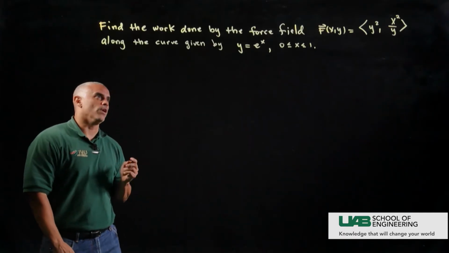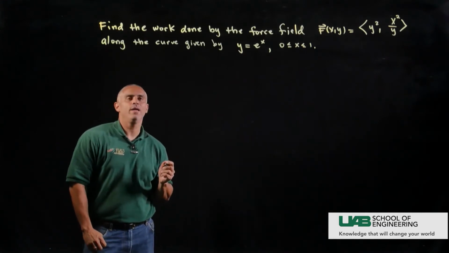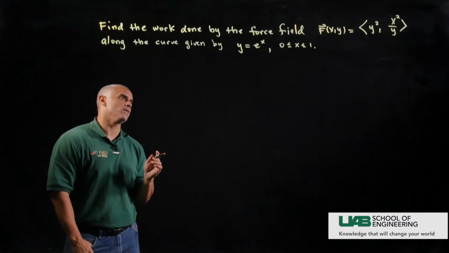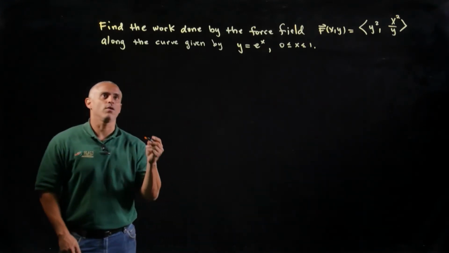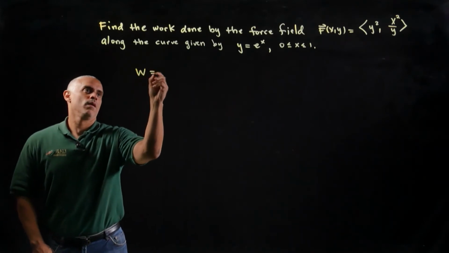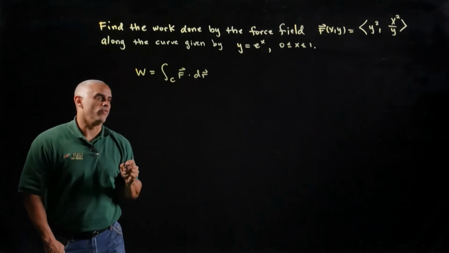So let's find the work done by this force field, F(x,y) equals y squared, x squared over y, along the curve given by y equals e to the x, and x is bound between 0 and 1. So it's just another example of calculating the work in a non-conservative force field, all right?